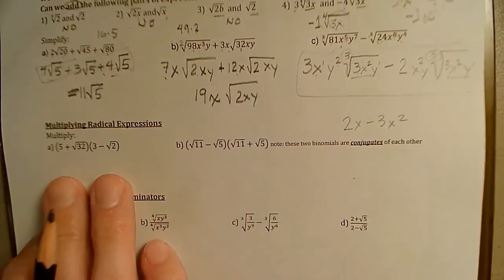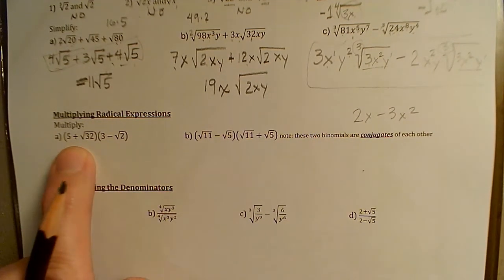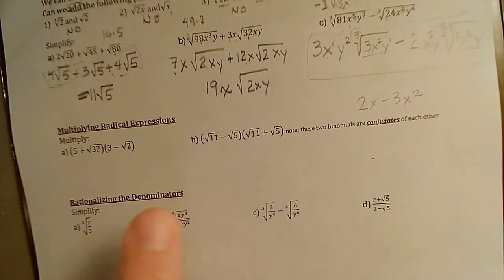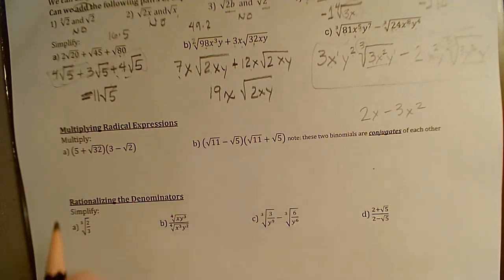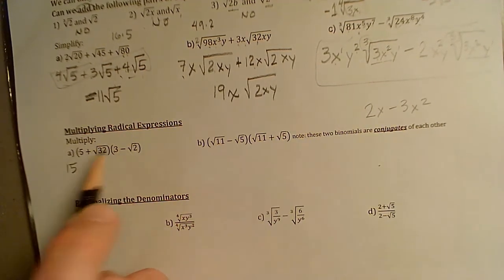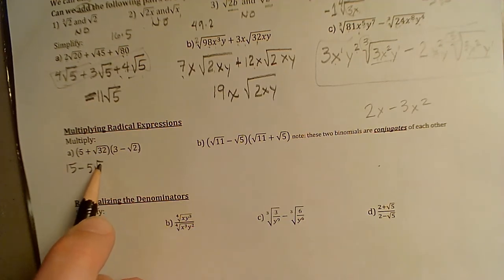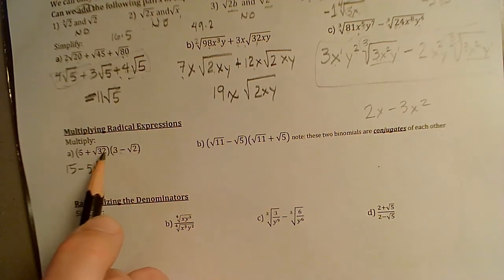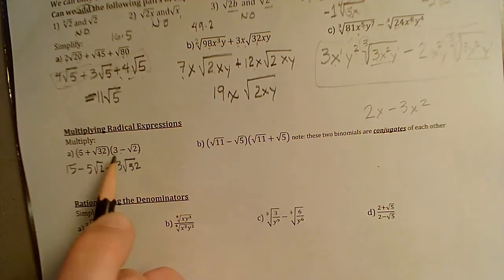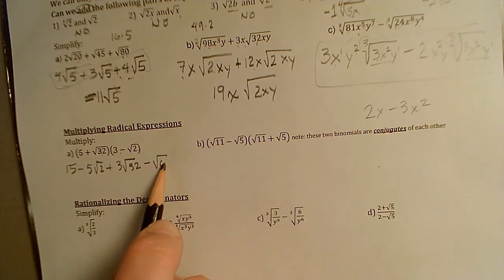All right, so let's look at multiplying. What happens when I multiply two binomials that have radicals? I'm just foiling when I multiply two radical expressions. So 5 times 3, that's 15. I'm foiling this. So 5 times that, that's negative 5 square roots of 2. When I multiply the inners together, that's plus 3 square root of 32. And then we multiply these together, that's negative square root of 64.